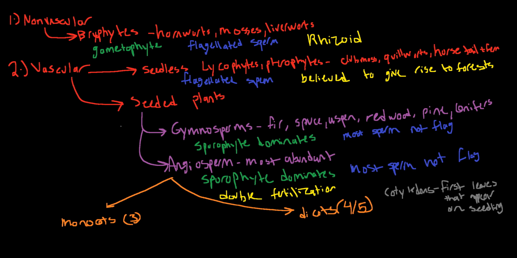And you just need to know that the monocots' veins are parallel. So here, parallel veins, and then here the veins are narrow.